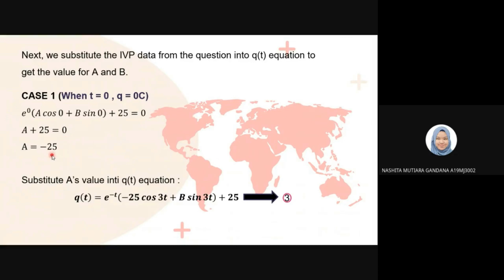So we can then substitute the value of A into the Q(t) equation, which we will get Q(t) equal to e to the power of negative t, open bracket, negative 25 cos 3t plus B sin 3t, close bracket, plus 25.